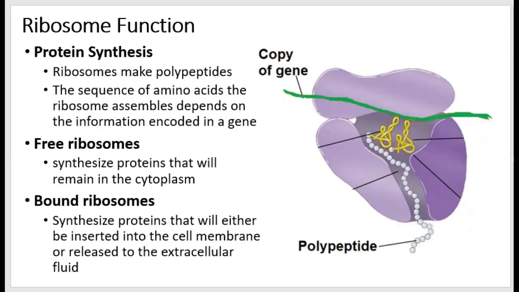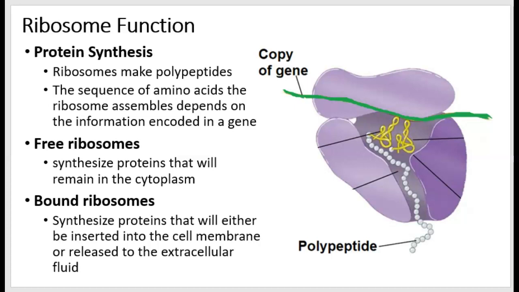There are similarities and differences between the function of the free and bound ribosomes. Both free and bound ribosomes perform protein synthesis. That is, a ribosome is able to assemble amino acids to make a polypeptide. It does so by reading a copy of a gene, shown here in green. This copy was made in the nucleus and codes for a particular protein.